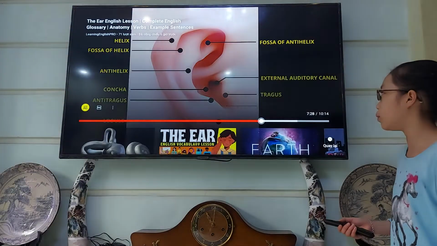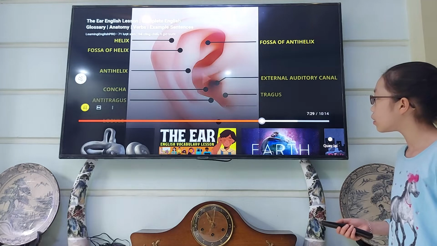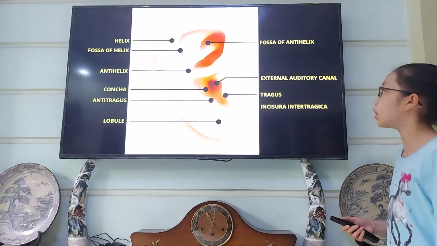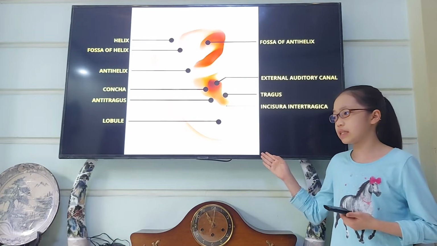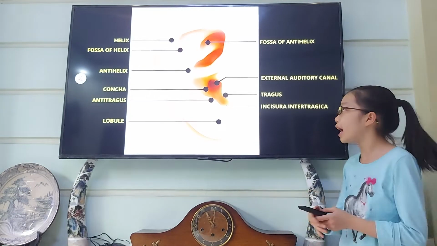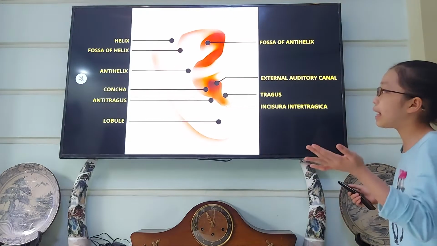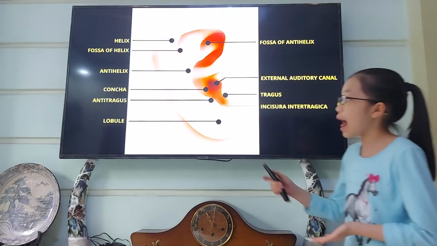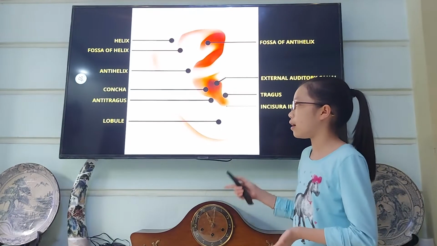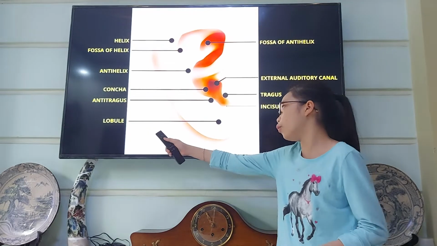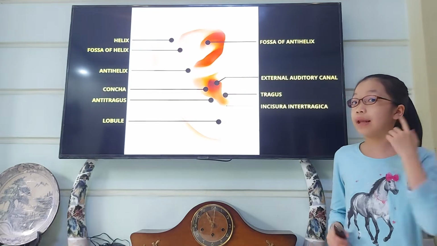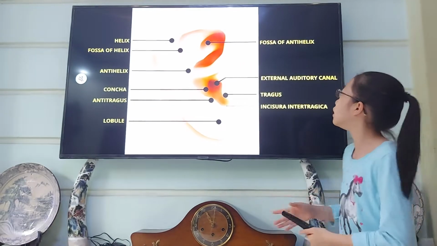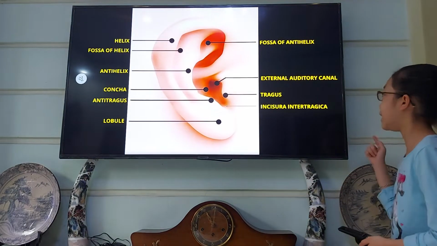Okay, I will show you this board. Those are all the words that you can learn. Those are the words that are medical. And now I will check it. Helix, fossa, helix, antihelix, concha, antitragus, lobule. Like in the beginning of the video I said this is lobe, right? But in medical terms they will say lobule. And here is fossa, antihelix.